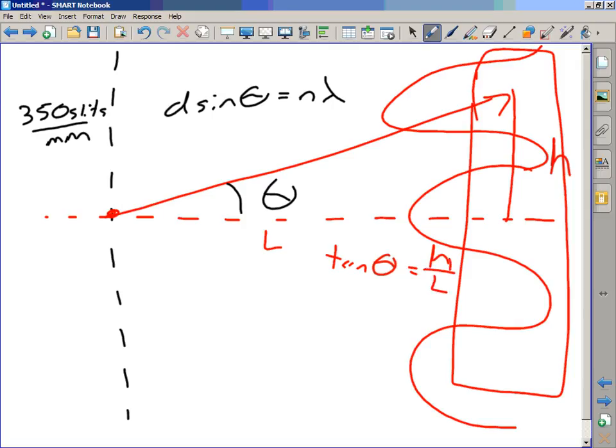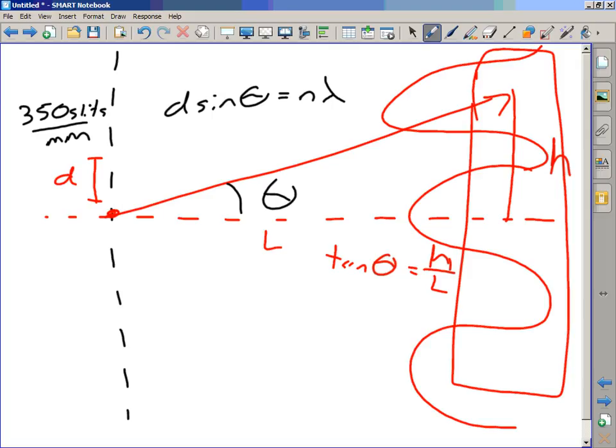And this becomes straightforward plug and chug, except for d. The only difference between this and the double slit experiment is d. I've got to figure out what the distance between the slits would be, and they don't tell me that right off the bat. They tell me something like there are 350 slits per millimeter.